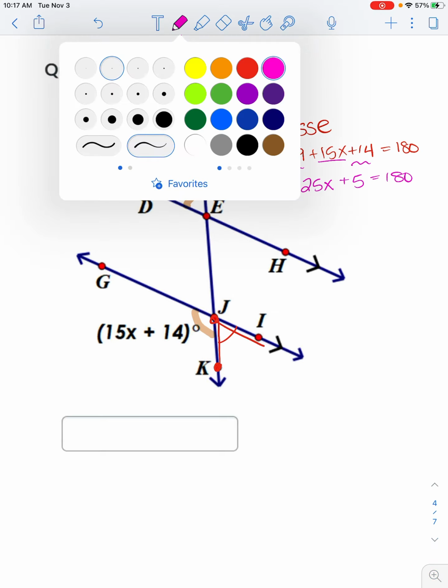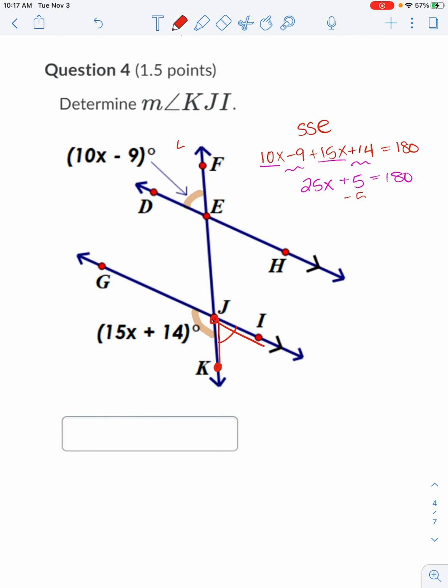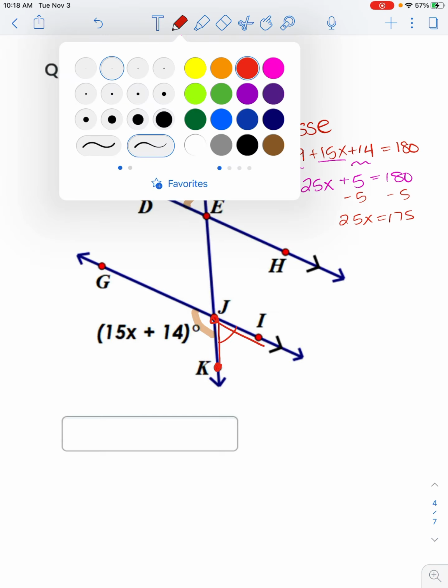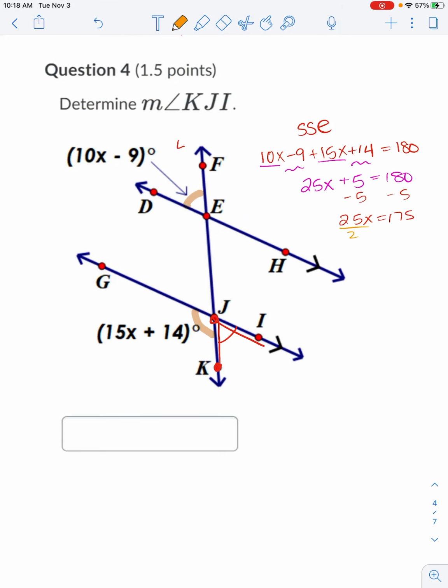Next thing I want to do to solve for x is subtract 5 over to get the x's by themselves. So we get 25x equals 175. Then I want to divide both sides by 25 to get x by itself. We get x equals 7. Now I want to use that to find the missing angle.